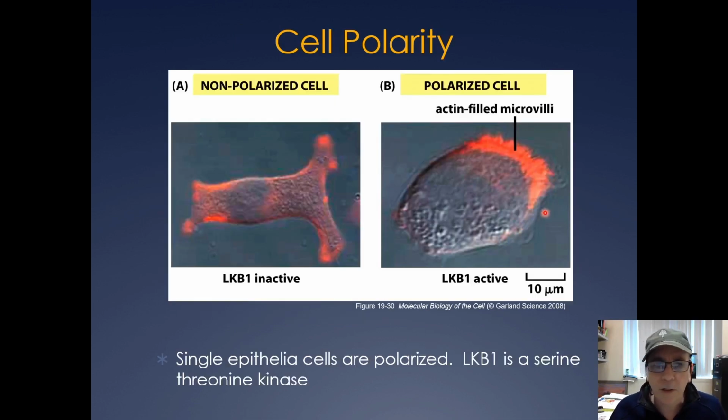Here is just the cell polarity again. So this is if you are lacking this LKB1, but if it's active, you'll start to have these actin-filled microvilli on the outside. So once again, there's a lot of things that are involved in establishing the polarity of the cell.